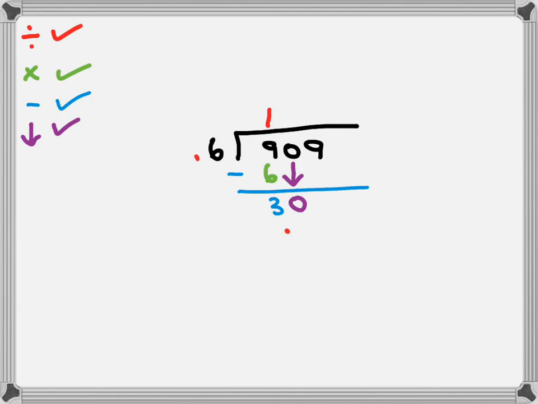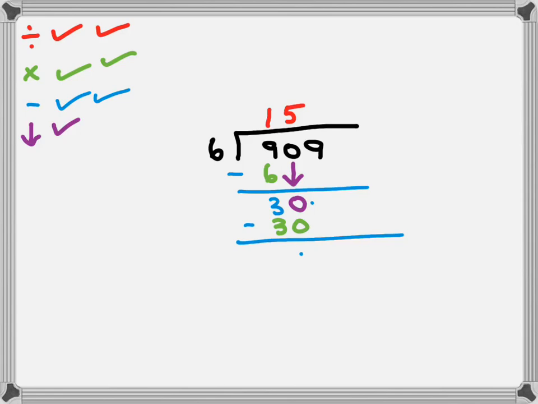6 into 30 would go 5 times. Divide is done. Okay, our times, 5 times 6 is 30. Okay, times is done. Now our minus. 30 minus 30, or 0 minus 0 is 0, and the 3 minus 3 is 0. So they're both zeros. We can just put a dot there.